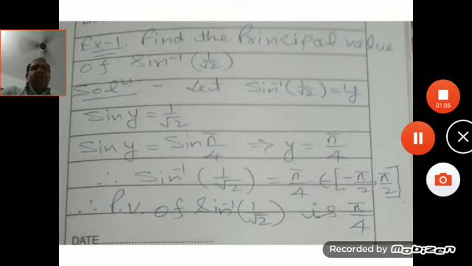Y, we have taken as sine inverse 1 upon square root 2. So the value of sine inverse 1 upon square root 2 is equal to pi by 4. We must keep in mind that pi by 4 belongs to the closed interval minus pi by 2 to pi by 2. This is the range of sine inverse. In this way, the principal value of sine inverse 1 upon square root 2 is pi by 4. So this was the question based on a positive value.